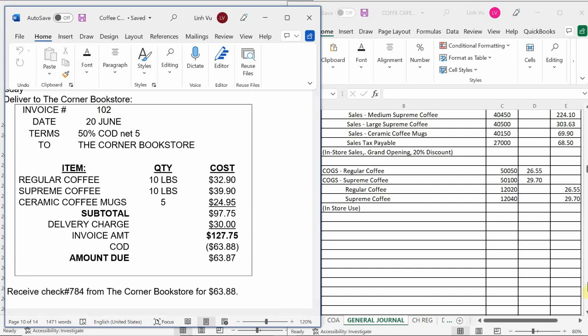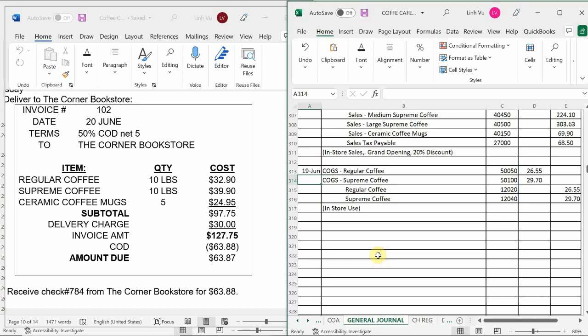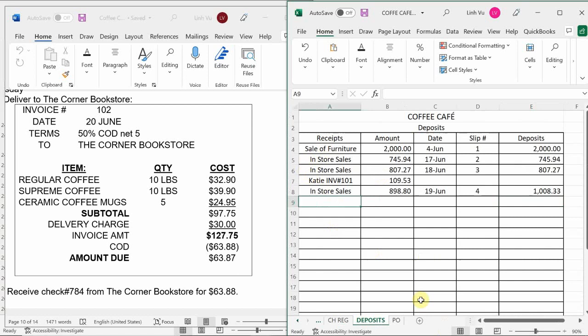So there's many things I can start or do first. But I'm going to go ahead and just receive the check first. So in this case, corner bookstore, invoice number 102. We just received a check for $63.88. Okay. We're not going to deposit it yet because we're going to wait till the end of the day to do it.